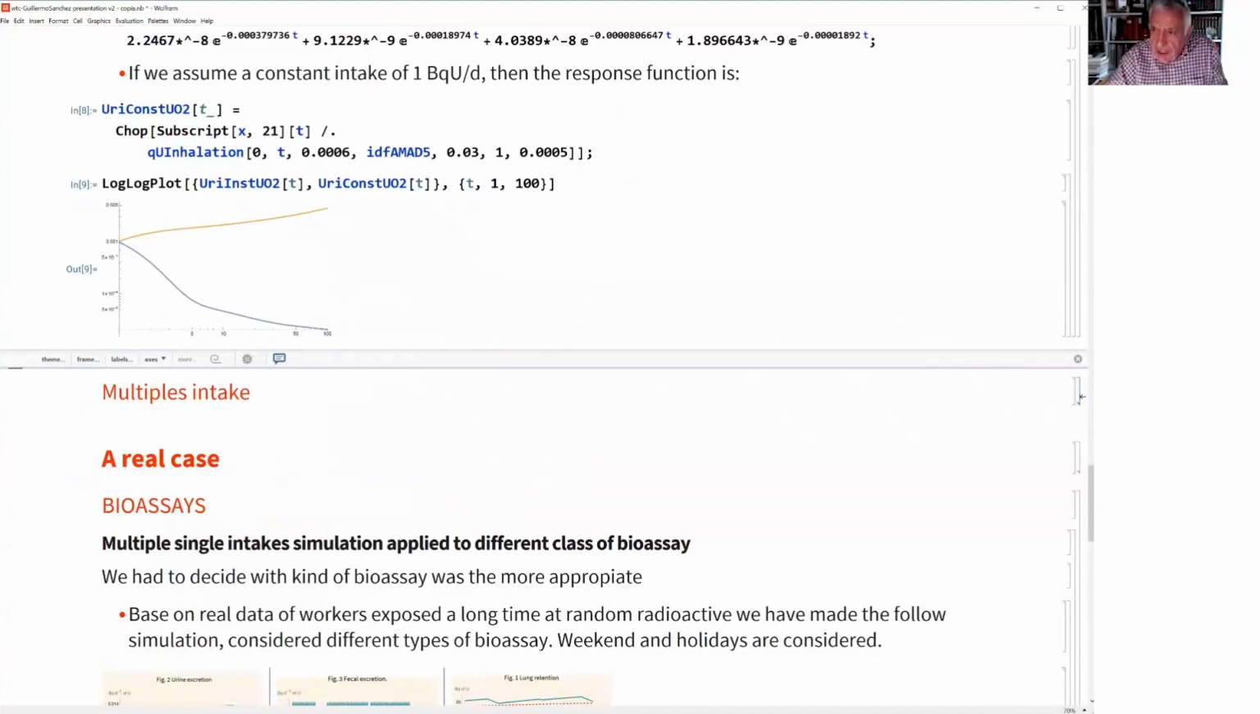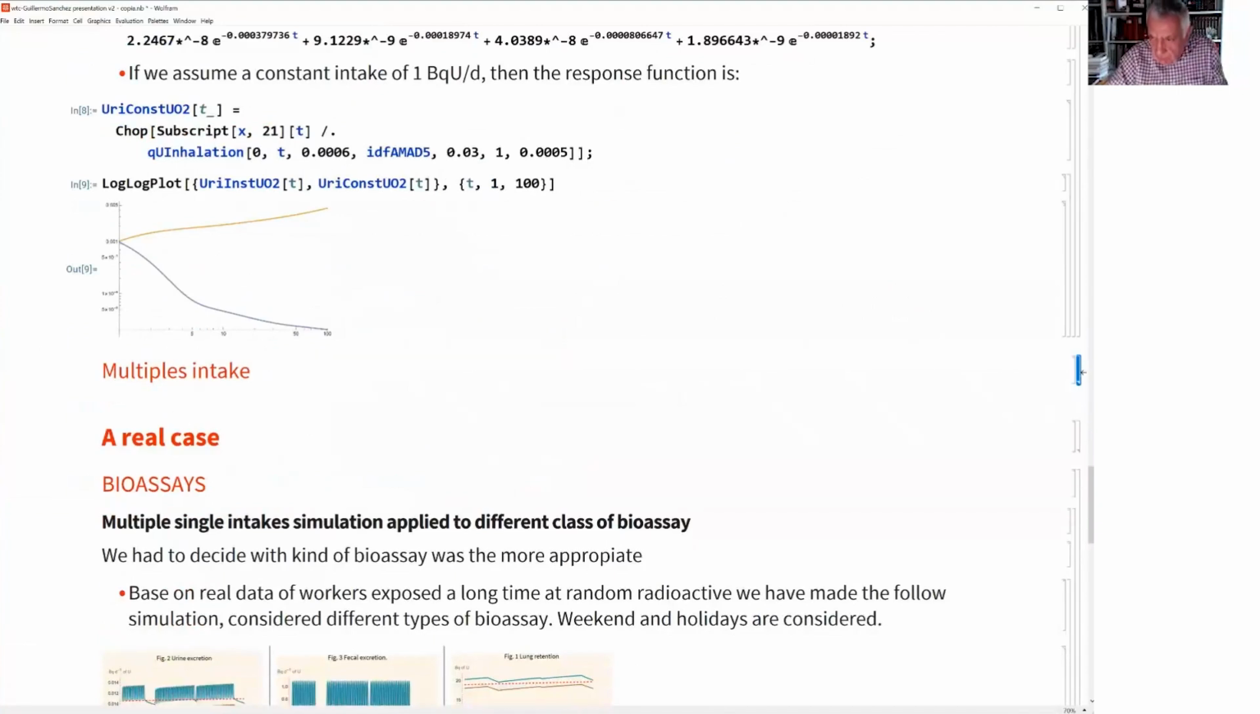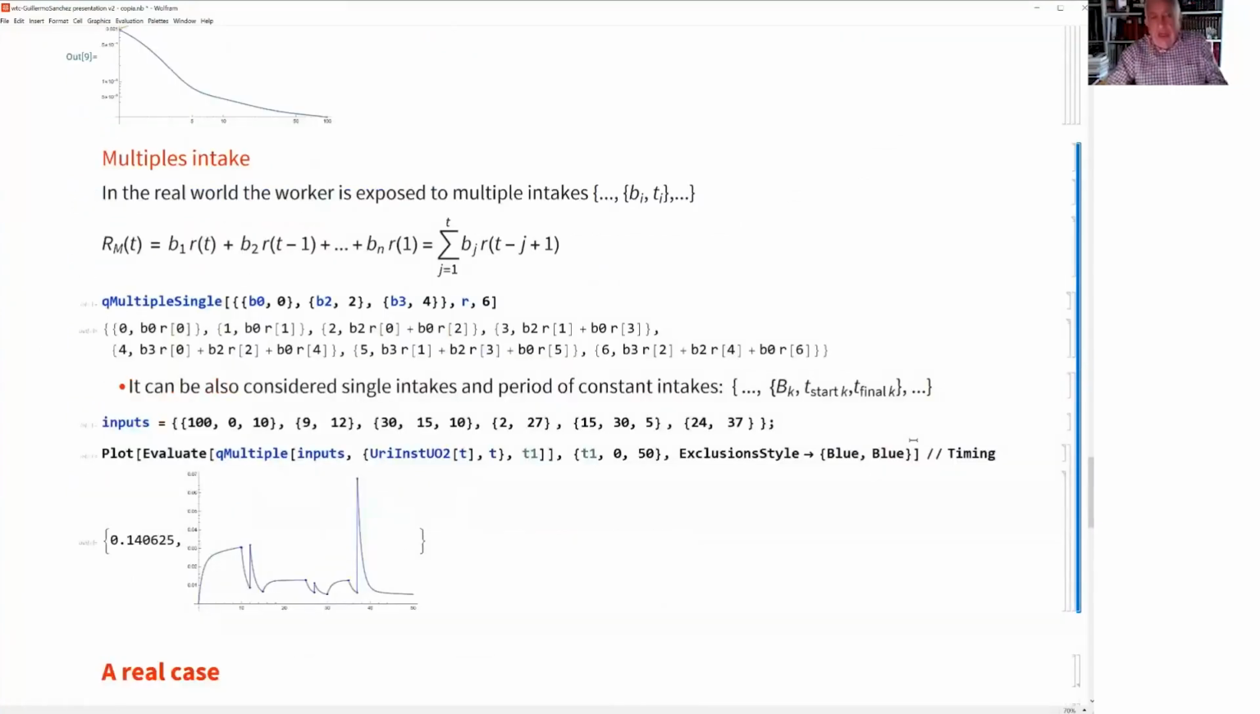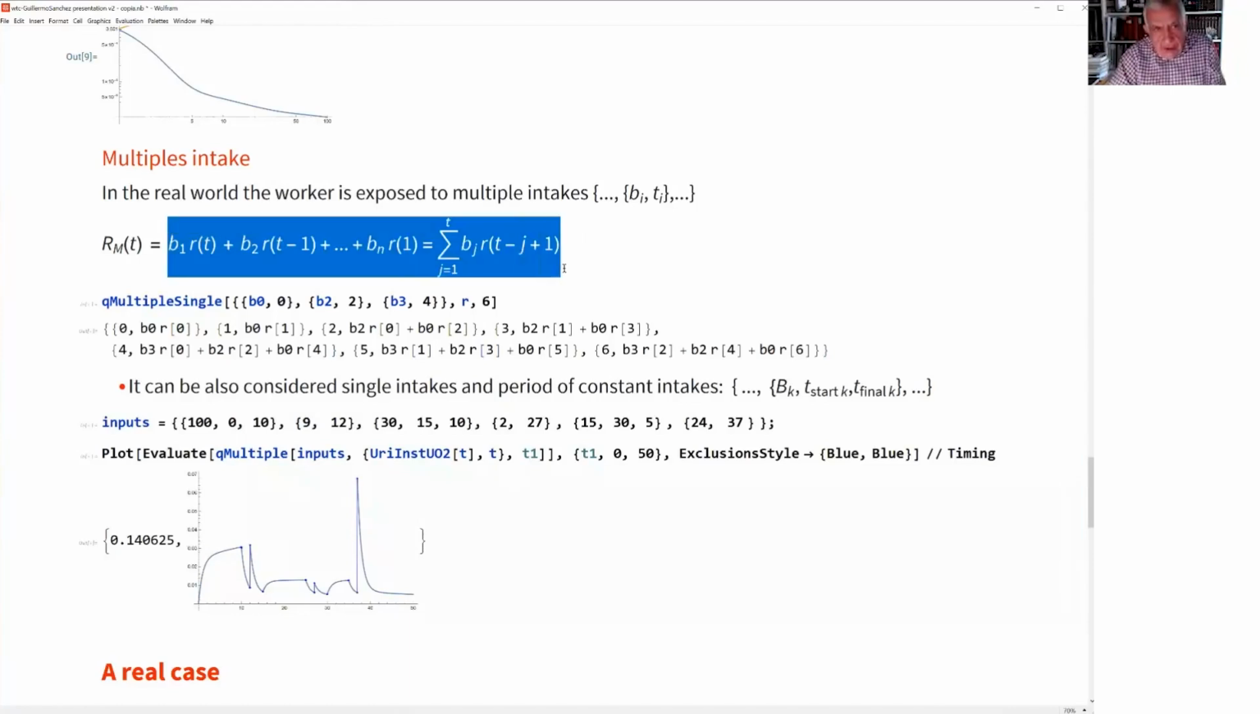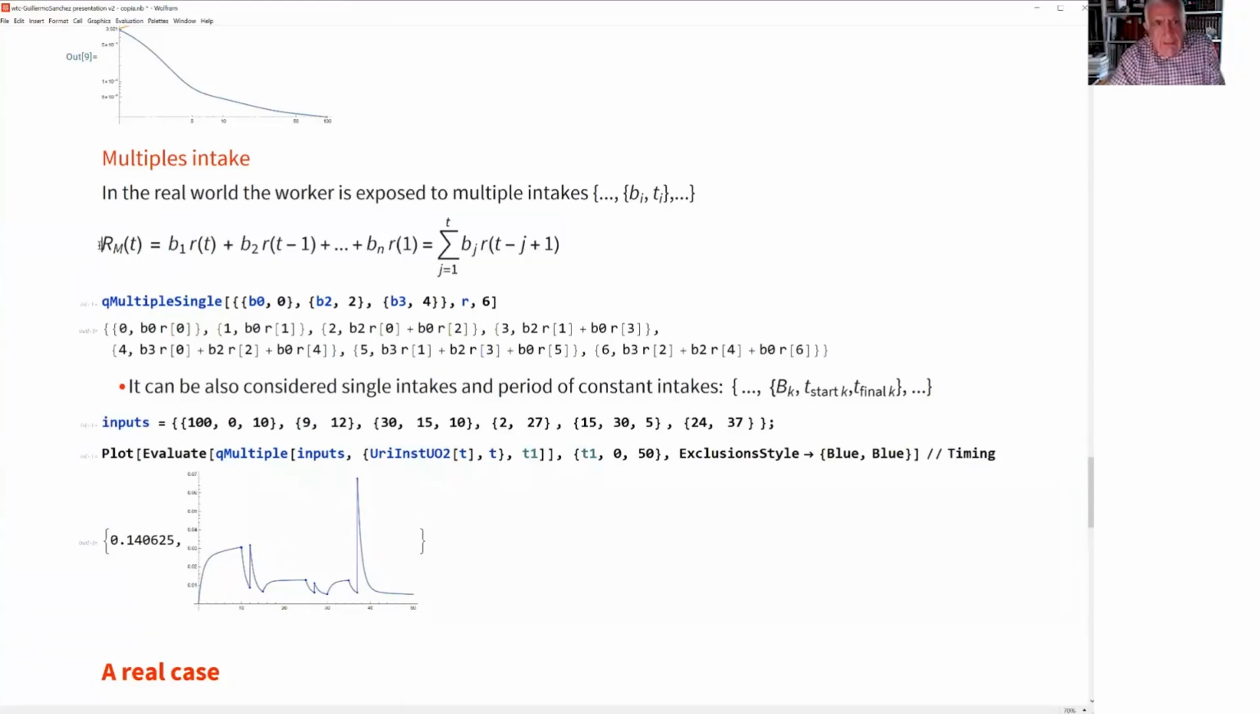Actually, we will need to model the real process. We will need a more complex model. In a real situation, the worker has an intake every day, quantity V on day T, and so on. This means that after a big number of days, the total quantity intaken will be what you can see.